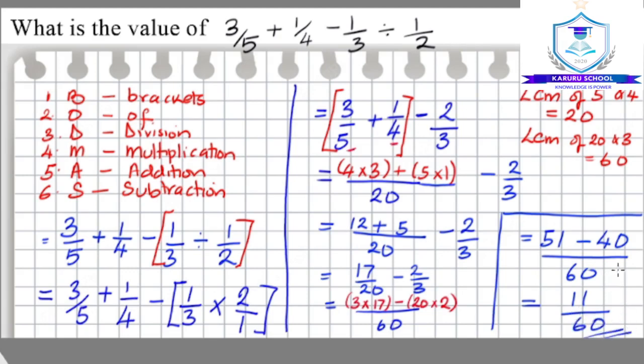So this is the result of evaluating the expression 3 over 5 plus 1 over 4 minus 1 over 3 divided by 1 over 2 following the BODMAS order of operation.